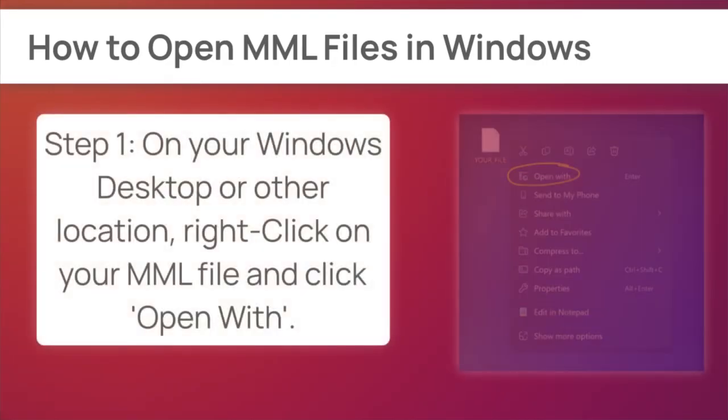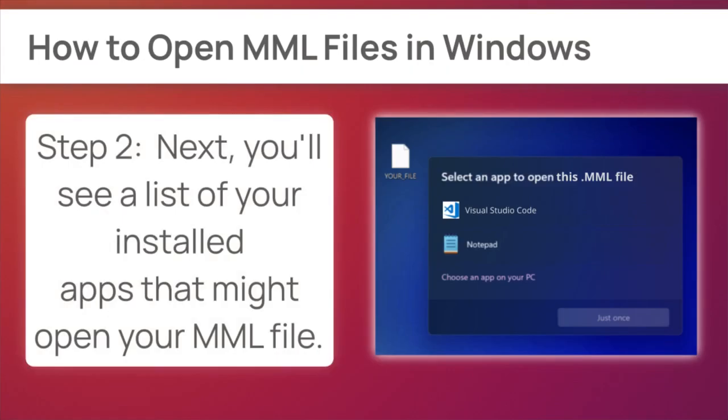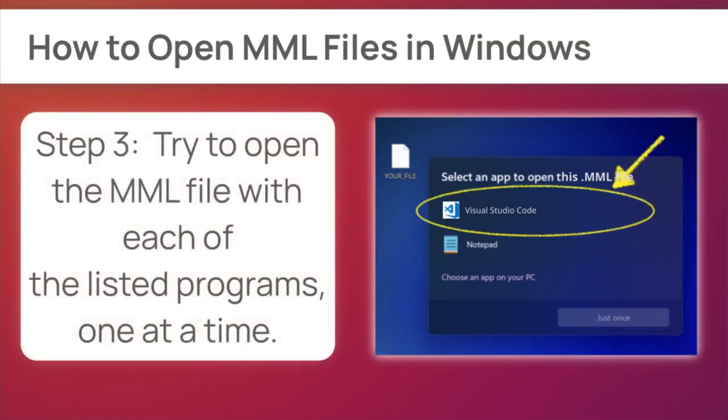To bypass the file format error, right-click the MML file and choose Open With. Prioritize Visual Studio Code if available. If absent, choose another application. We are searching for the correct file claim.